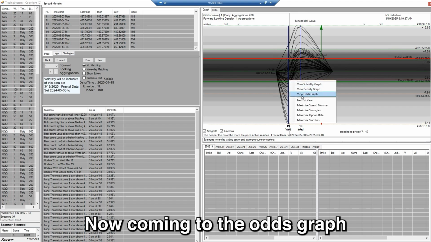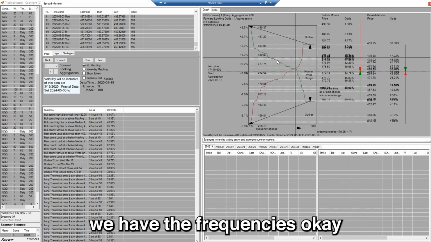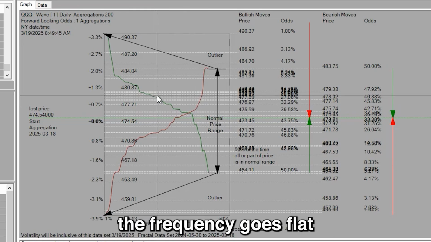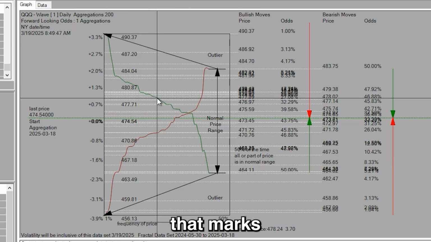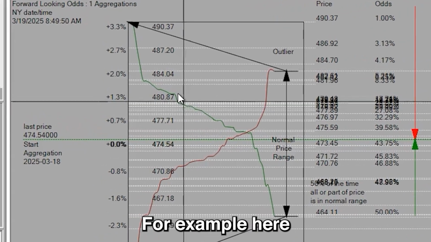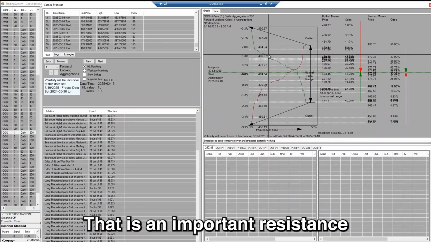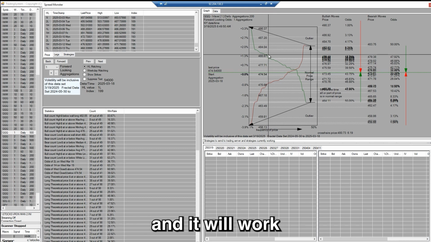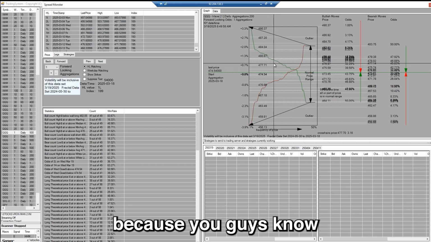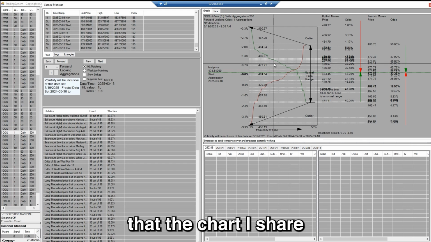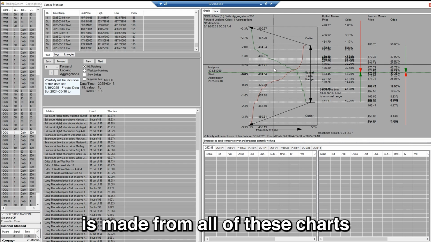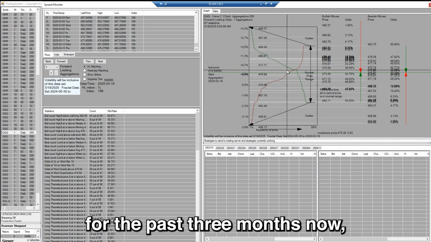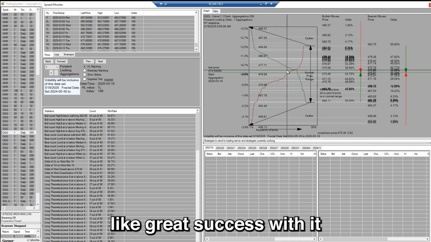Now coming to the odds graph. With the odds graph, we have the frequencies. Wherever the frequency goes flat, that marks an important level. For example, here the frequency goes flat, that is an important resistance. You can just mark it on your chart and it will work. Of course it works, because you know that the chart I share is made from all of these charts. I've been backtesting for the past 3 months now, and I've been finding great success with it.